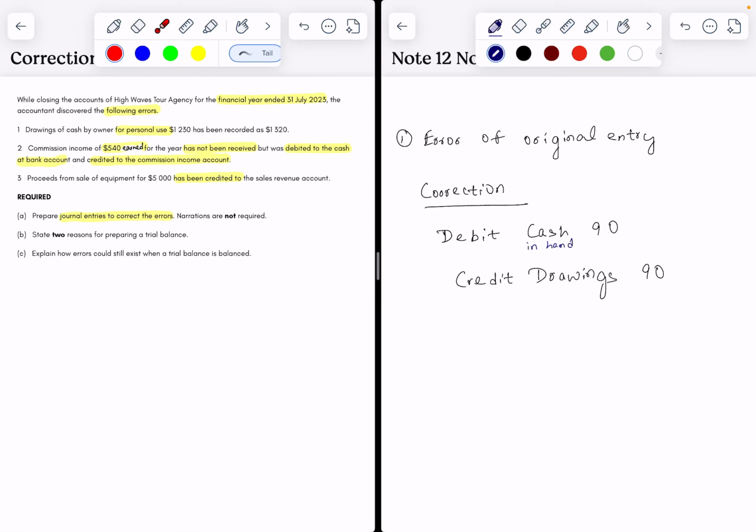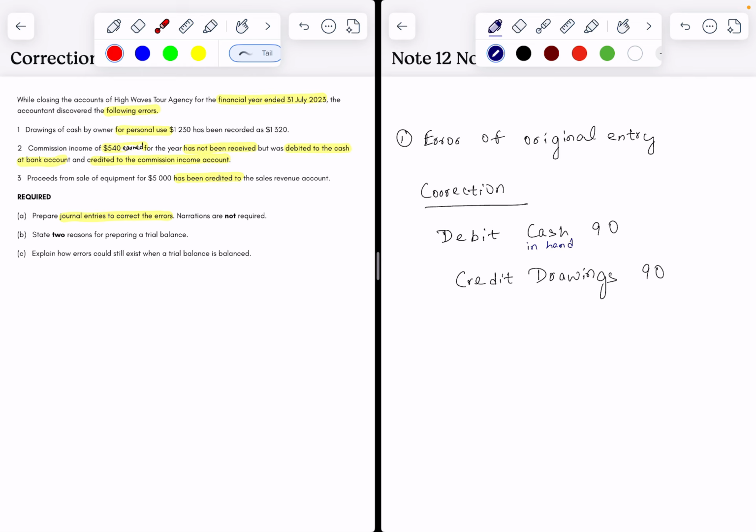Today we have got a practice question where you will learn the types of errors that are involved and also prepare the necessary journal entries to correct these errors. You can see the question on the left hand side of your screen, and on the right hand side we've got all the workings which I'll go through and explain to you step by step. With that being said, let's begin.